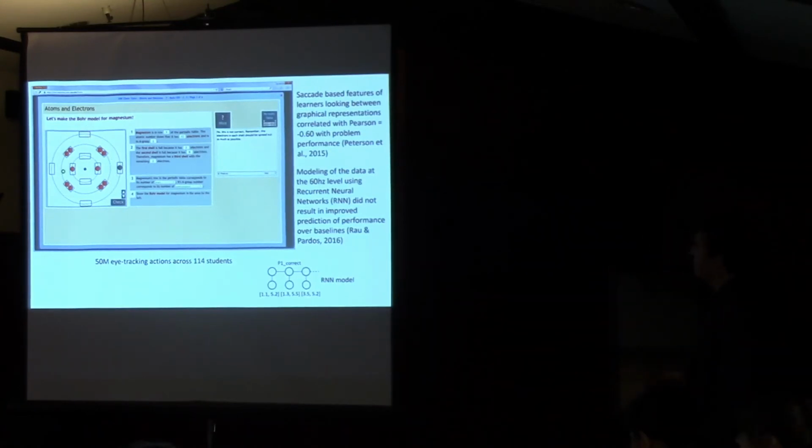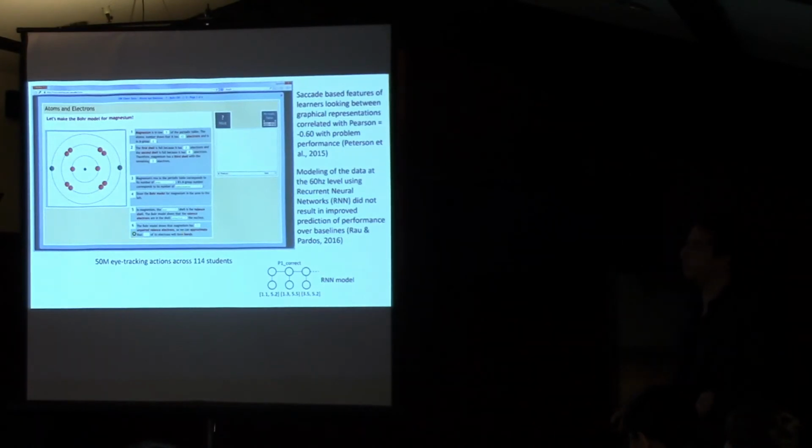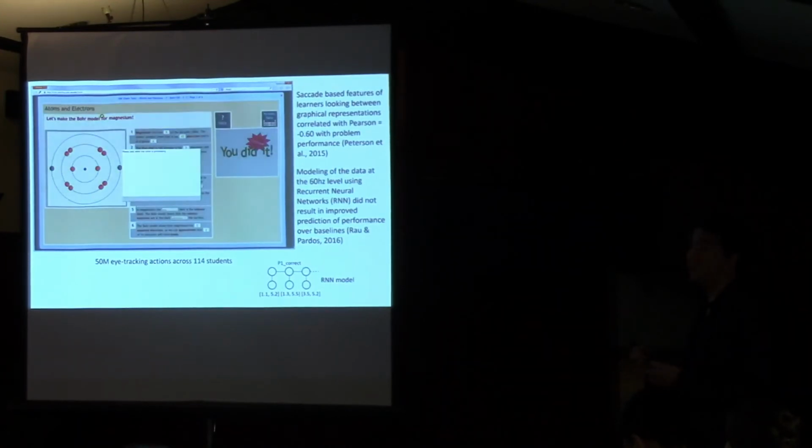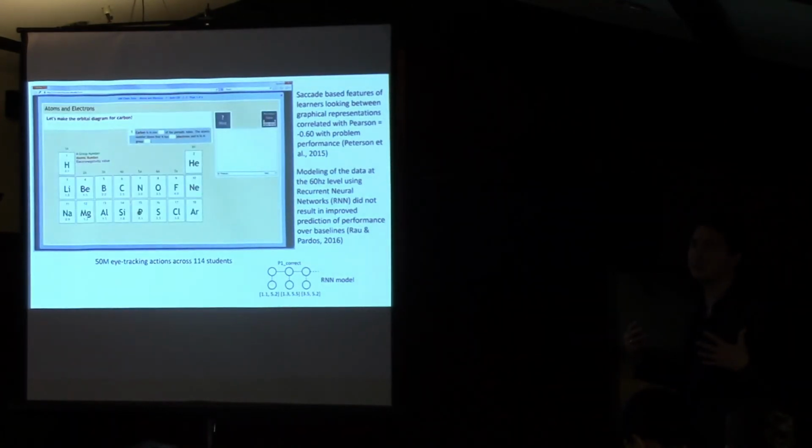So this didn't work out. We did not predict the probability of correct better than baseline using this data. Now, this was 50 million eye tracking actions across 114 students. One explanation could be that at this biological sensor level, people are just too idiosyncratic to find generality between them.